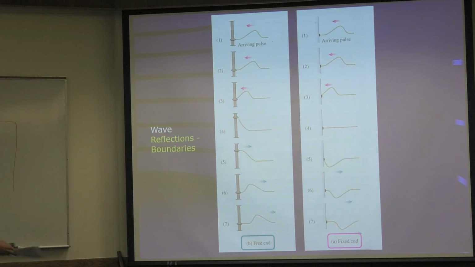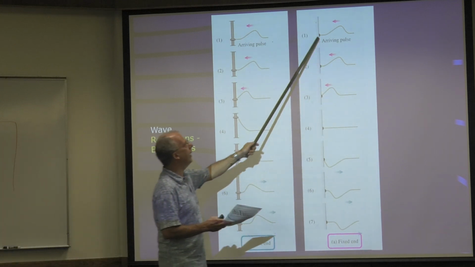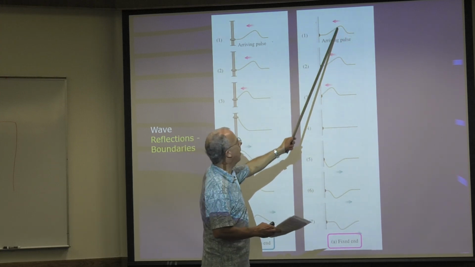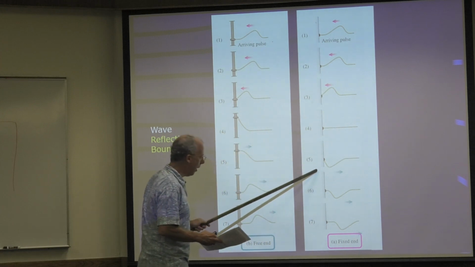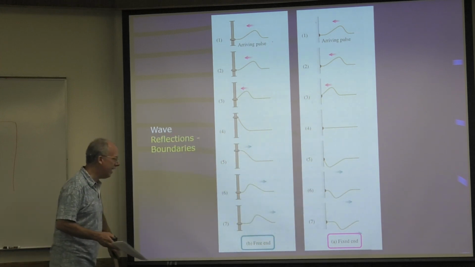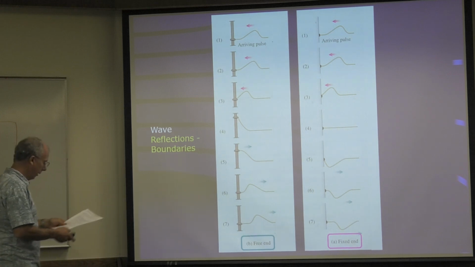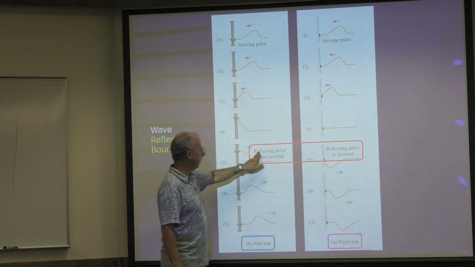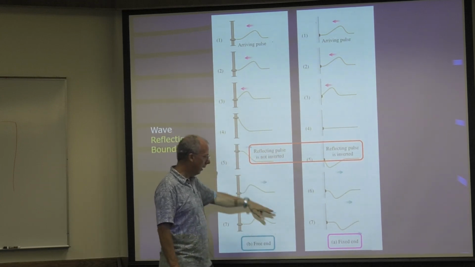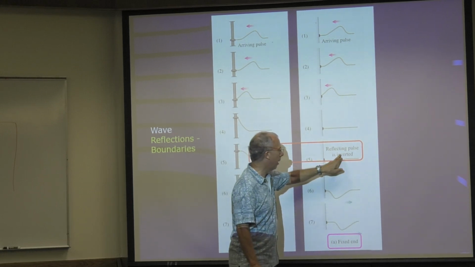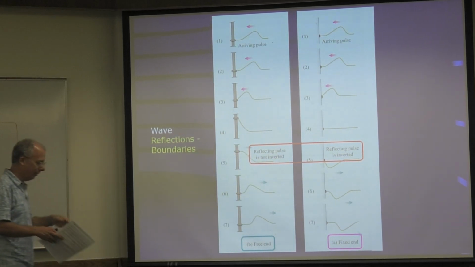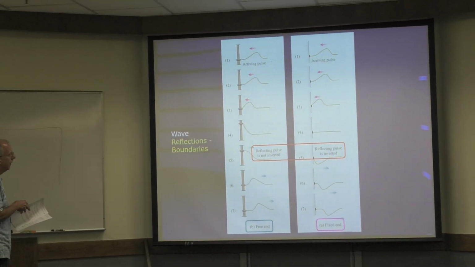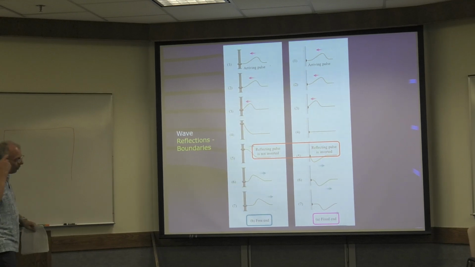On the other hand, now let's take the rope and tie it to the wall. The pulse is up, comes in, and what happens on the way out? It flips, right? It inverts. So here's the big deal. For the free end, the reflecting pulse is not inverted. For the fixed end, the reflecting pulse is inverted. That's important. Now, keep that in your head.